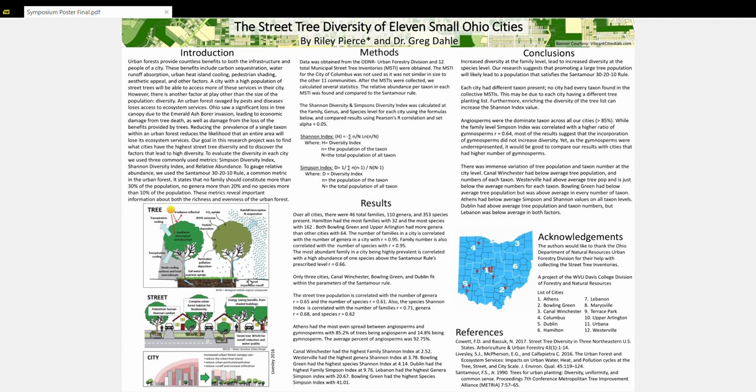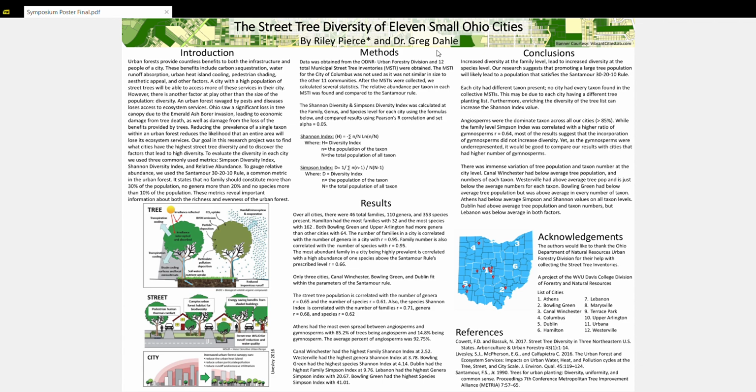Next, let's look at the methods. In total, we received 12 municipal street tree inventories, also known as MSTI. One of them was the city of Columbus, which we had to eliminate because it had so many more trees than the other 11 communities. But with these 11 communities, we continued on in our research, and I used these three different metrics.